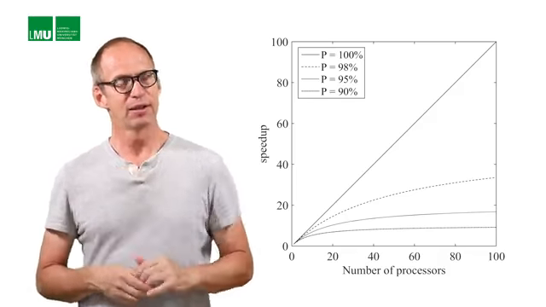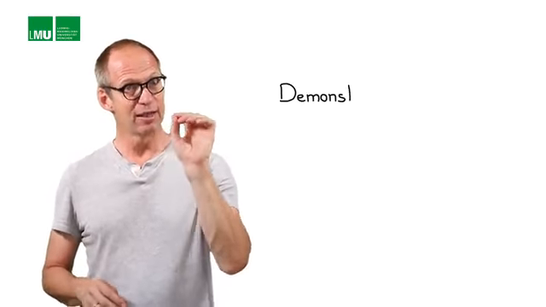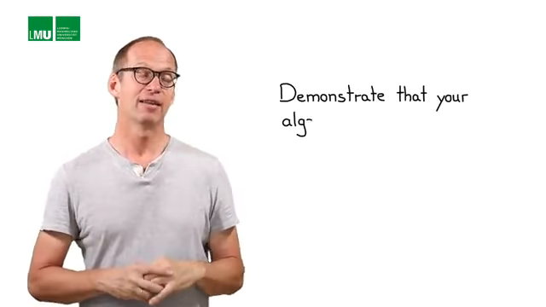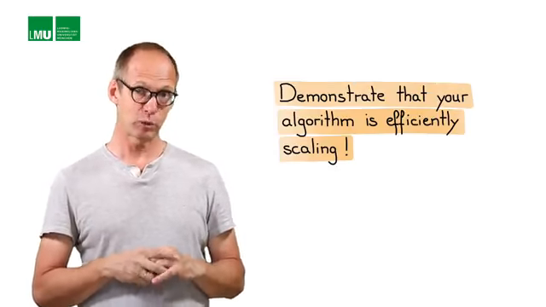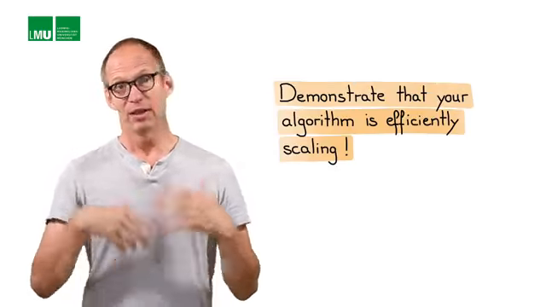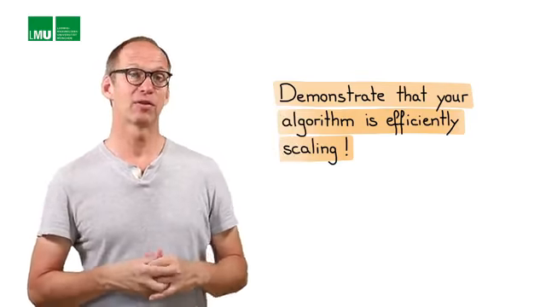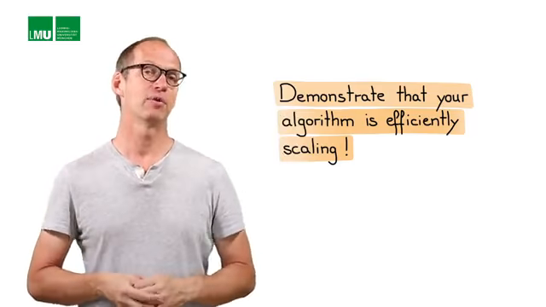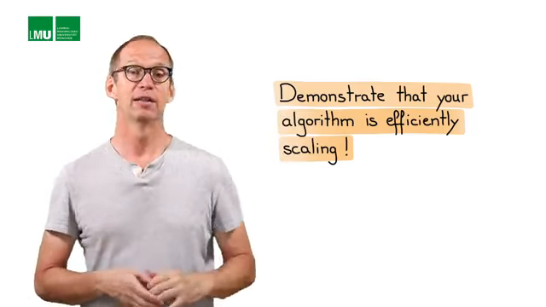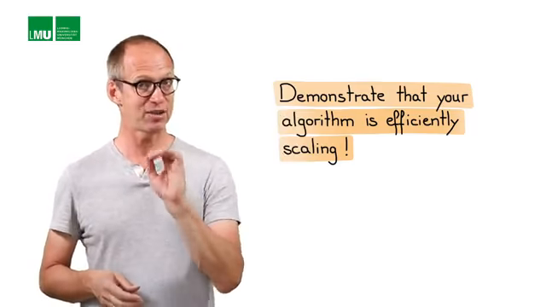On that note, if you apply for CPU hours or GPU hours on large supercomputing systems, this is exactly what you have to demonstrate. This is called scaling: you have to demonstrate that your algorithm is efficiently scaling on large supercomputers. That means if you use, let's say, 100,000 processors, you are also close to 100,000 times faster than using a single CPU, and that's actually quite hard.